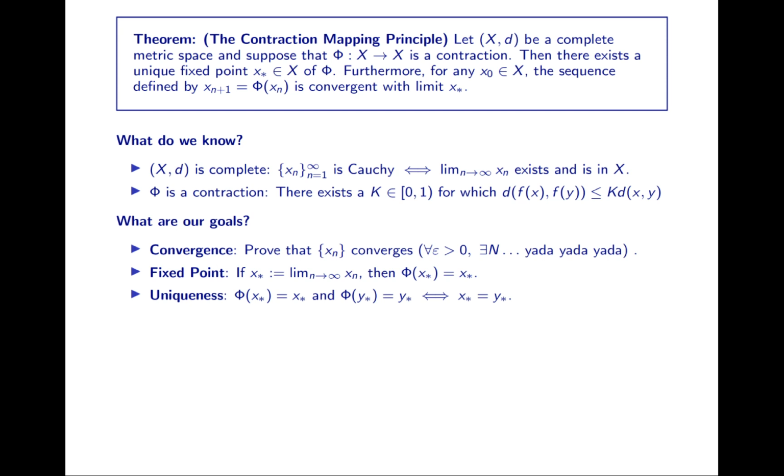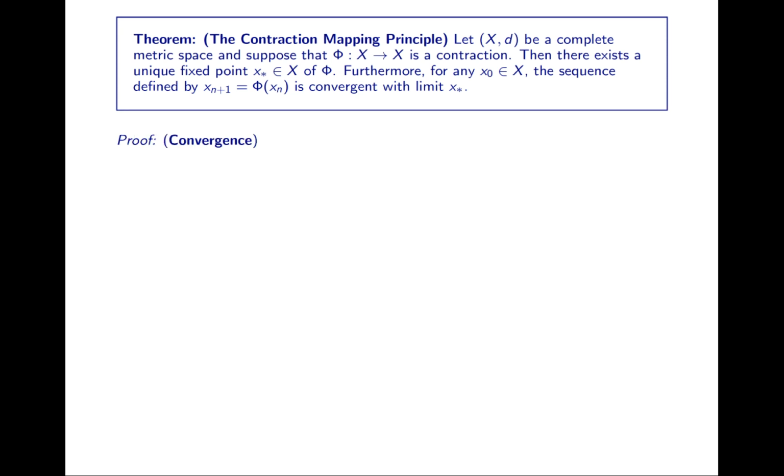You might imagine how that might go. The distance between x star and y star has to be made less by applying phi. But of course, I'll get the same distance. So let's prove our result, and we'll go item by item.